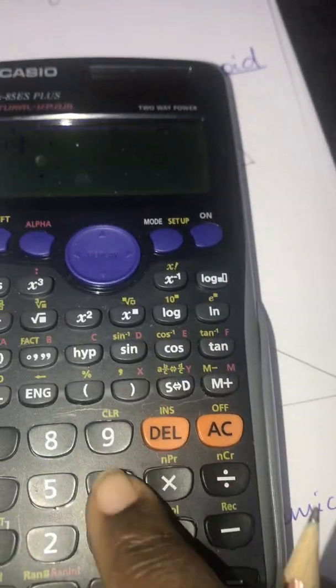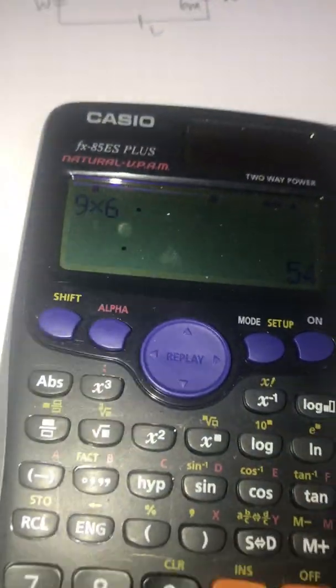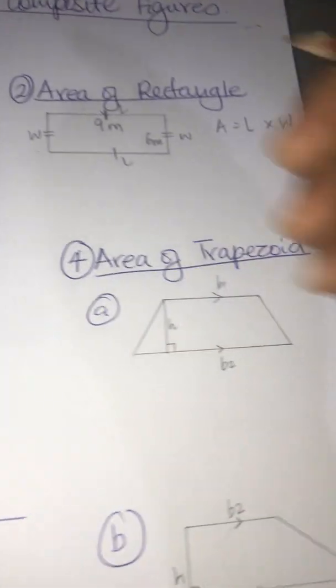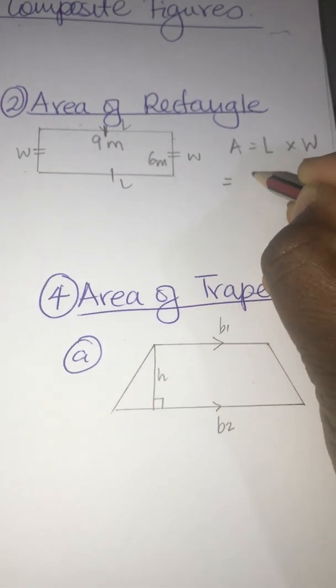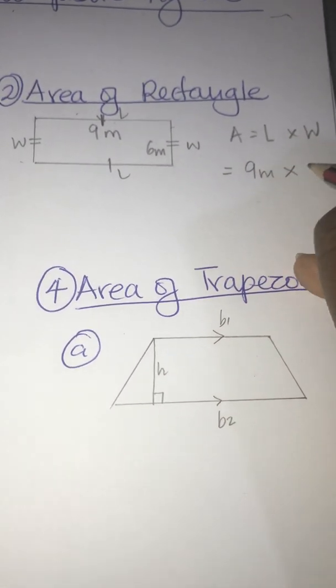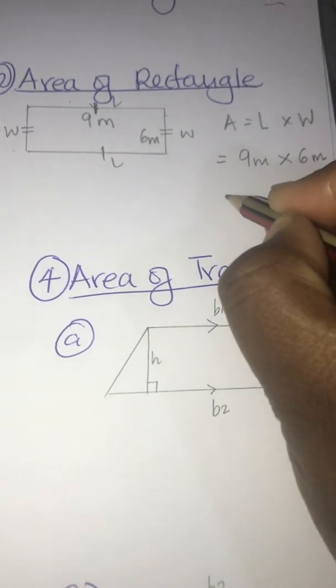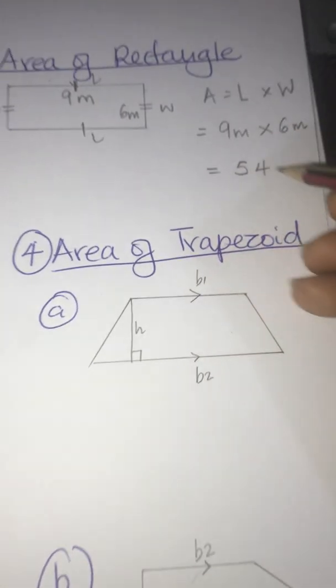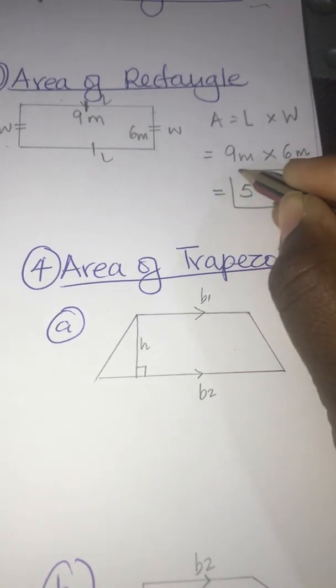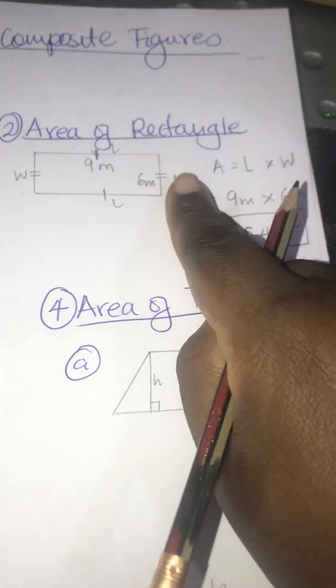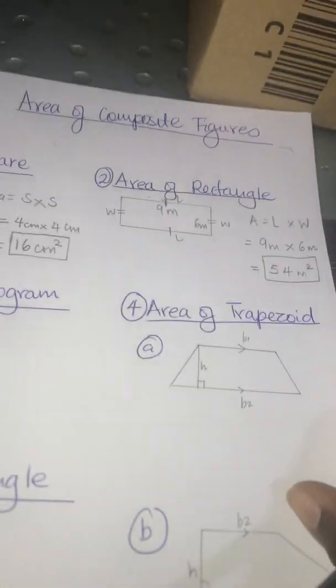I told you no calculator. Try not to use your calculator. Just do multiplication. So 9 meters times 6 meters gives me 54 meters squared. And you box your answer. So that is how you find the area of a rectangle, okay?